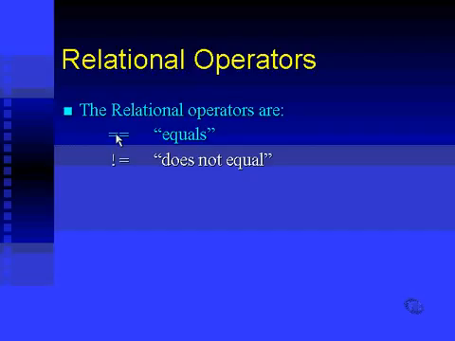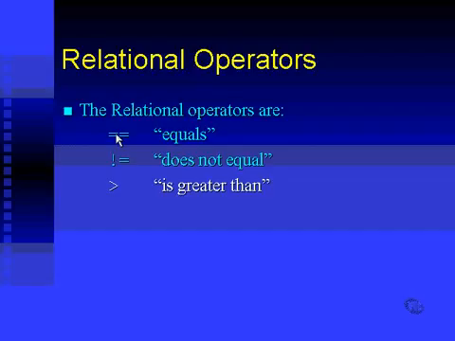Okay. We've also got apostrophe equals. When we see the symbol apostrophe, we always think of the word not. So we read apostrophe equals as not equals or does not equal. In other words, if x does not equal y, blah, blah, blah, blah, blah.